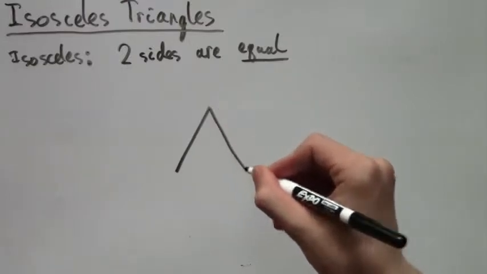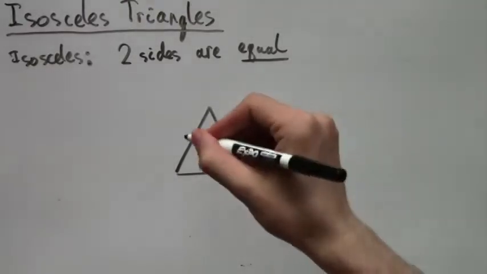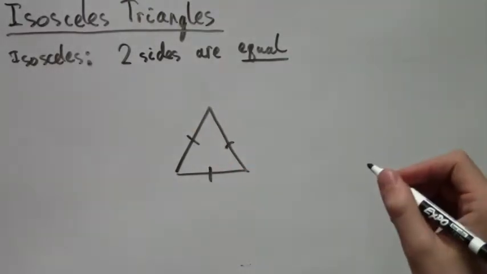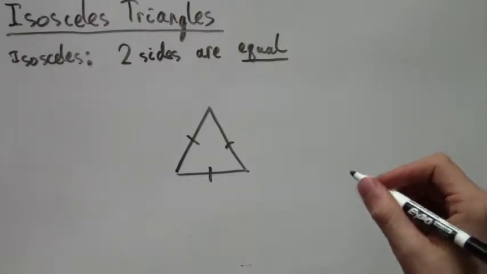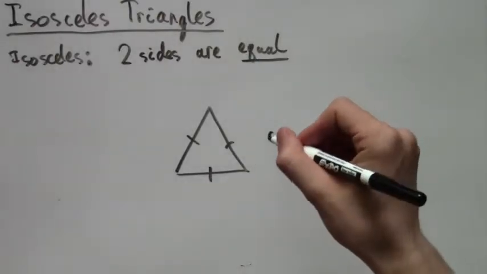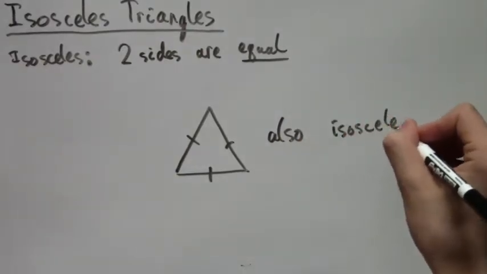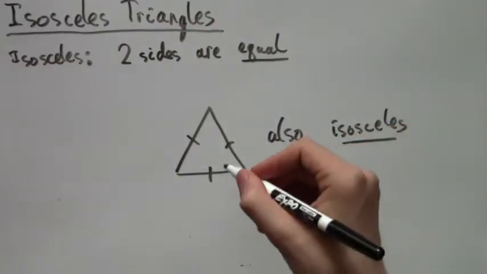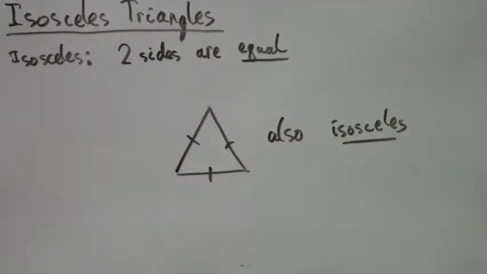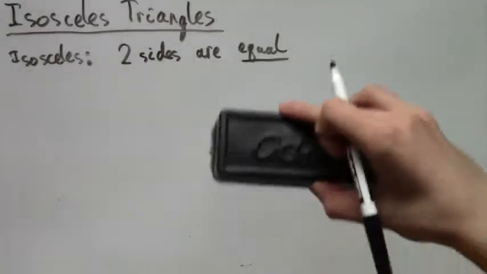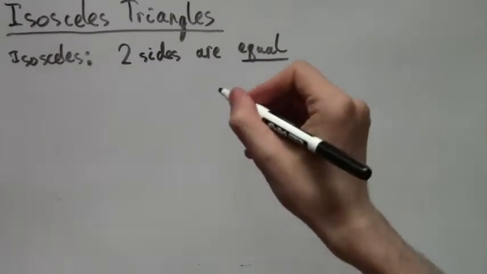So now, let's say we have a triangle with all three sides equal. Do we call this isosceles? Yes, it is isosceles. It is enough for at least two sides to be equal for a triangle to be called isosceles. Now, a triangle with all three sides equal is also called an equilateral triangle, but that's something for another video lesson.